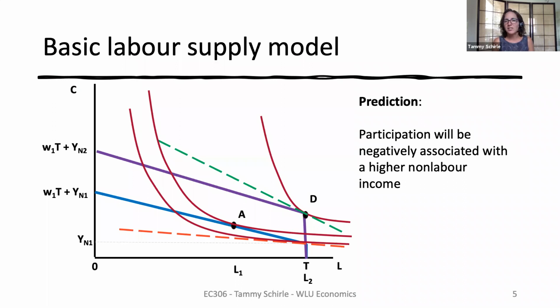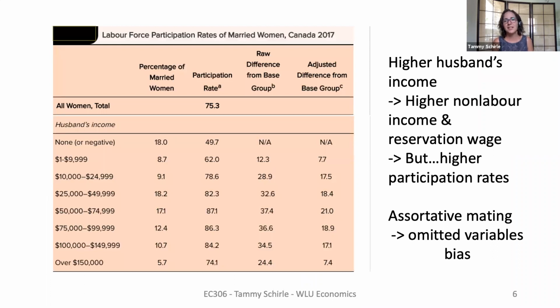Here, when we raise non-labor income in our basic labor supply model from YN1 to YN2 here, we expect some people will leave the labor market, reducing their hours to 0. So we should expect a negative relationship between measures of non-labor income and their likelihood of participation when we go to the data. So what do we see in the data?